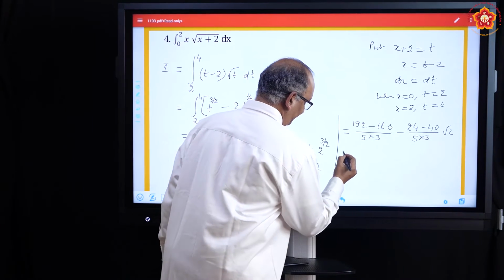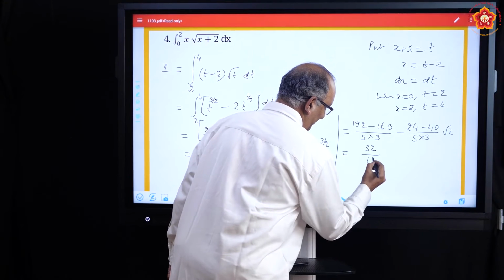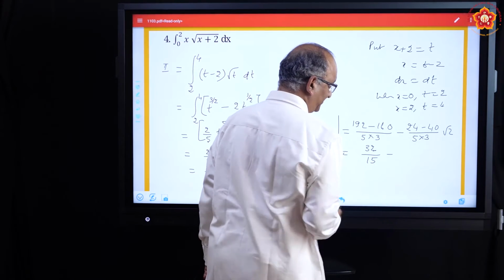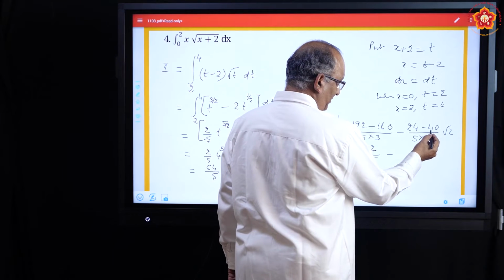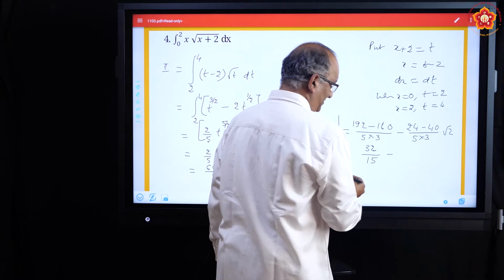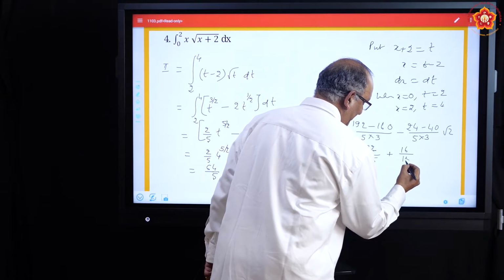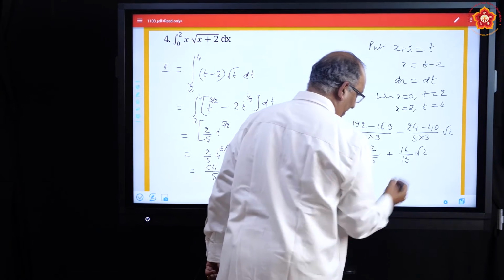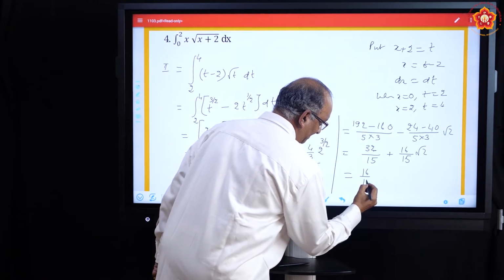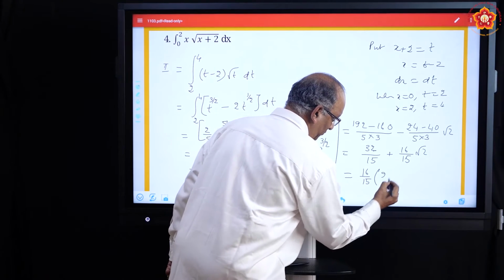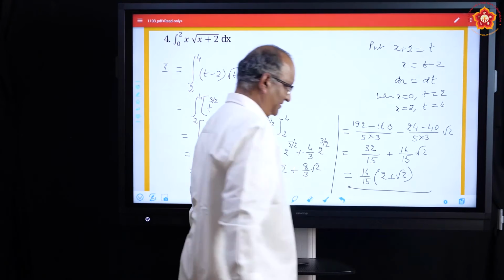Simplify further. This is 32 by 15, minus 24 minus 40 is minus 16. Minus 16 plus minus, it will become plus 16 by 15 root 2. If you wish, you can take 16 by 15 common. What will be left? Here it will be 2 plus root 2. So this is the answer.